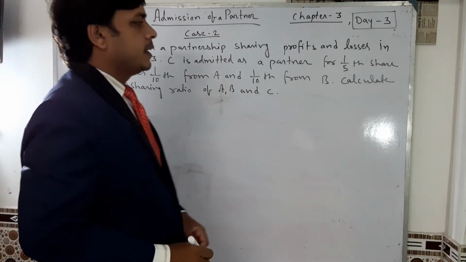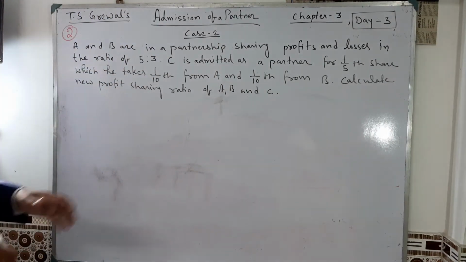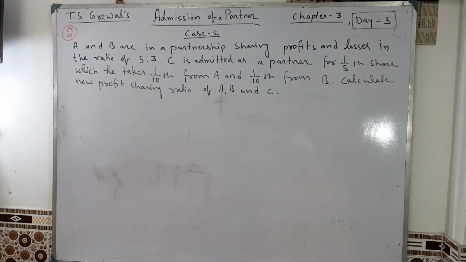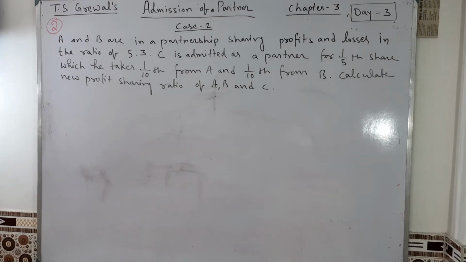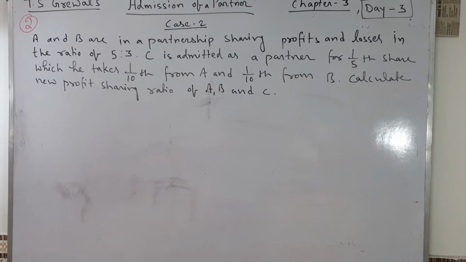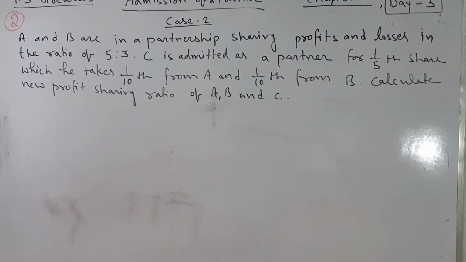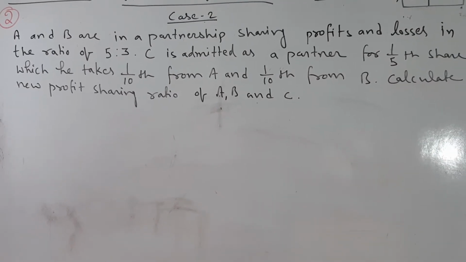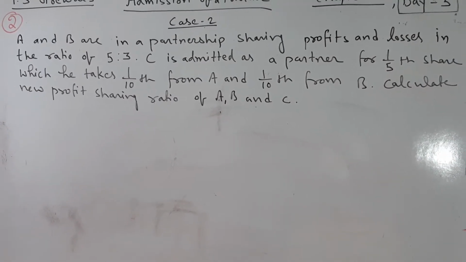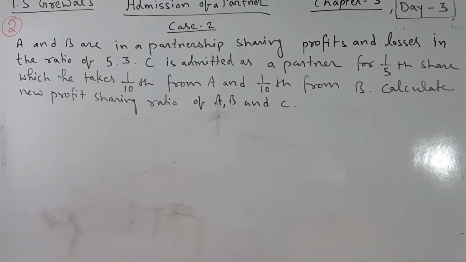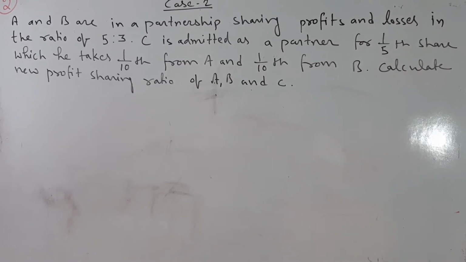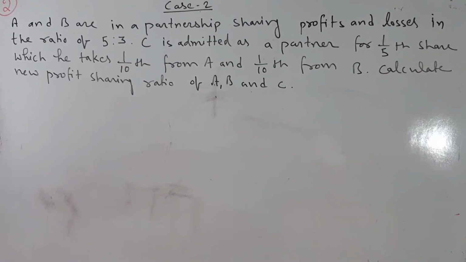Day 3. At first, try to see the question, then you can solve it. How will you solve? I am going to discuss it. A and B are partners sharing profit and losses in the ratio of 5:3. C is admitted as a partner for 1/5 share, which he takes 1/10 from A and 1/10 from B. Calculate the new profit sharing ratio.